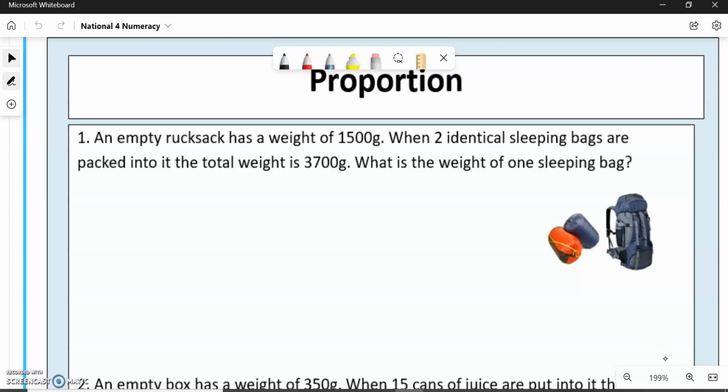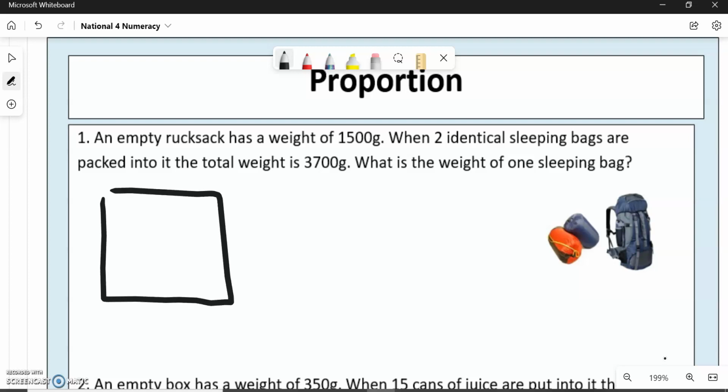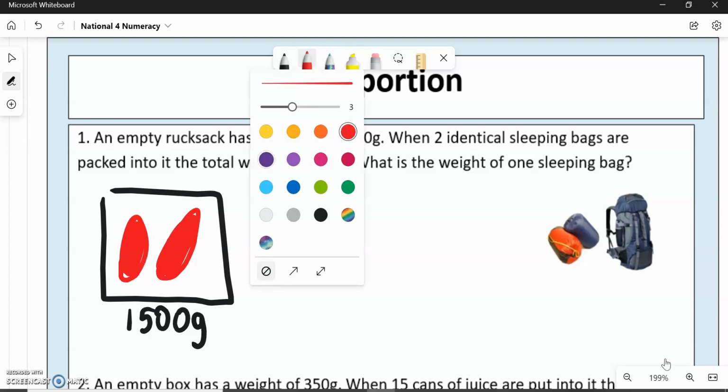So what I like to do is try and draw a picture. And it's not a very good picture. What I'm going to do is draw a box, and that box is going to represent my rucksack. And that rucksack is 1,500 grams. It says when two identical sleeping bags are packed into it, the total weight is 3,700 grams. So I'm just going to add in one sleeping bag, and here is another sleeping bag. So when I add this in, I'm just going to change colour here.